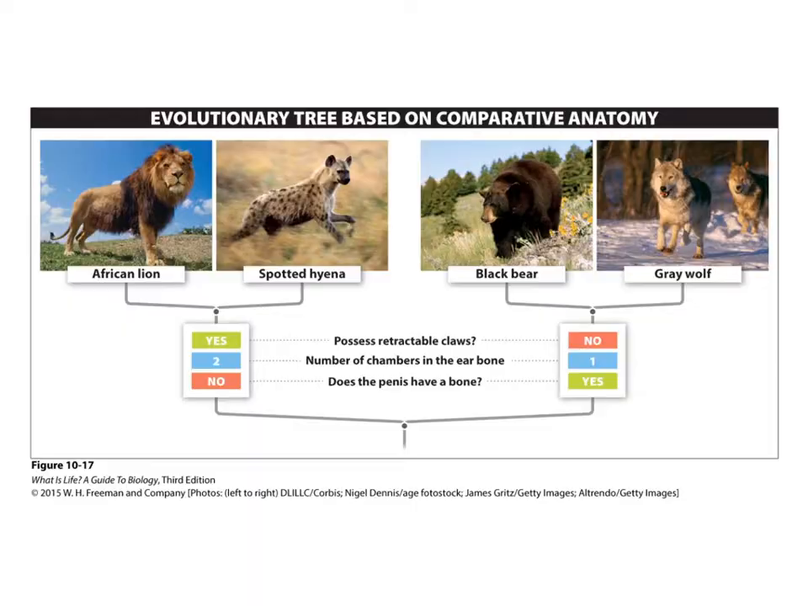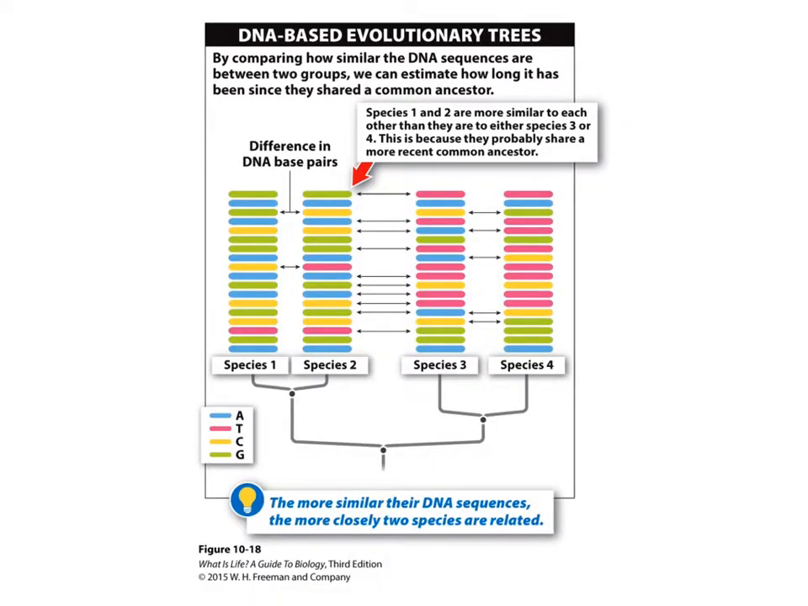We can also do DNA-based evolutionary trees where we compare differences in DNA base pairings to determine relatedness of these organisms. Again, when we compare these organisms, we see that there are more similarities between species 1 and species 2 than there are to the others. This makes species 1 and species 2 more closely related, so on this tree they are sister taxa.